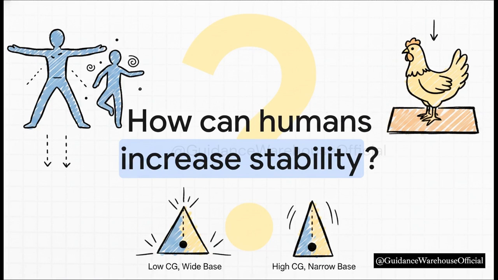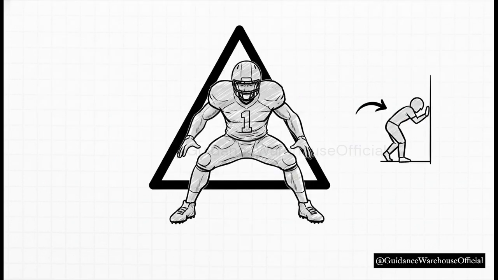Wait, this is actually really important. We obviously can't change our biology, but we do constantly adjust our physical orientation. Think about it for a second. How can humans artificially increase their stability to mimic the solid balance of a chicken when they need to? Consider the two variables we literally just talked about, the position of the center of gravity and the size of the base of support. Well, here are the ultimate biological stability hacks.